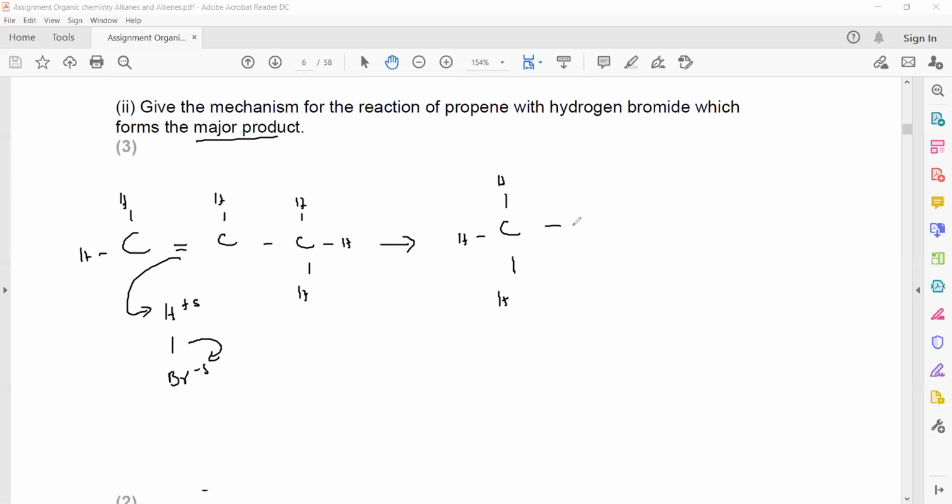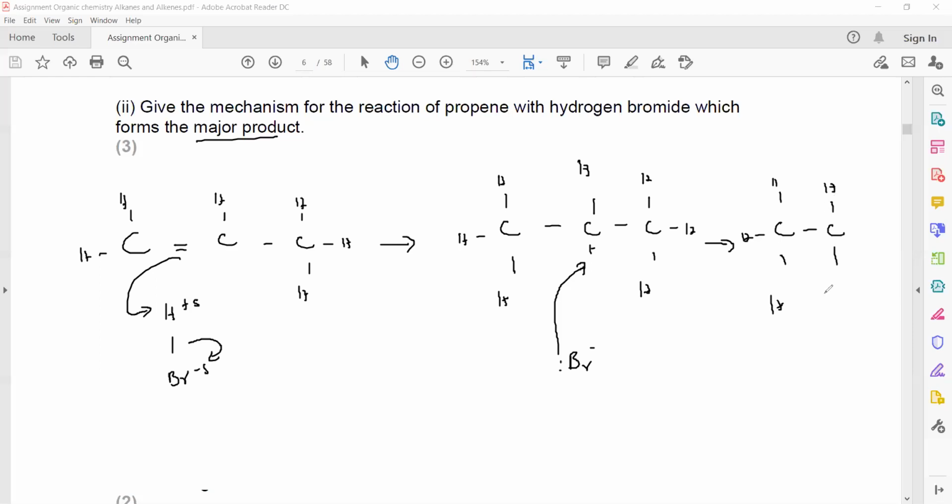So the carbon cation will be the central one, and then this carbon cation is attracted by the bromine, which is having a lone pair. So this lone pair is attracted toward the carbon cation. This will result in the formation of 2-bromopropane. Is it clear? This mechanism is an electrophilic addition reaction.